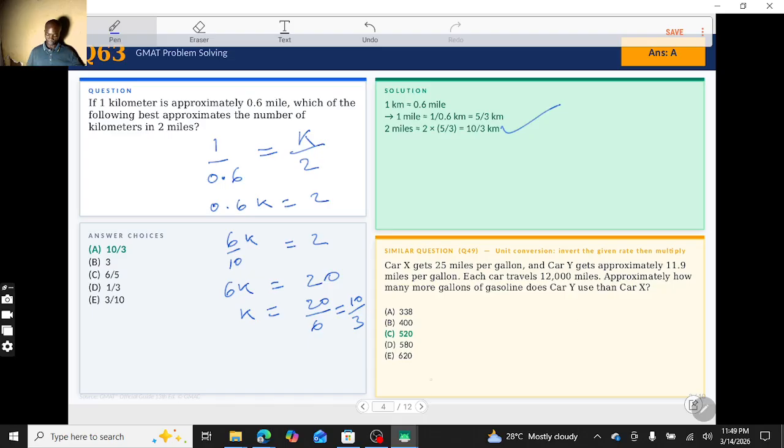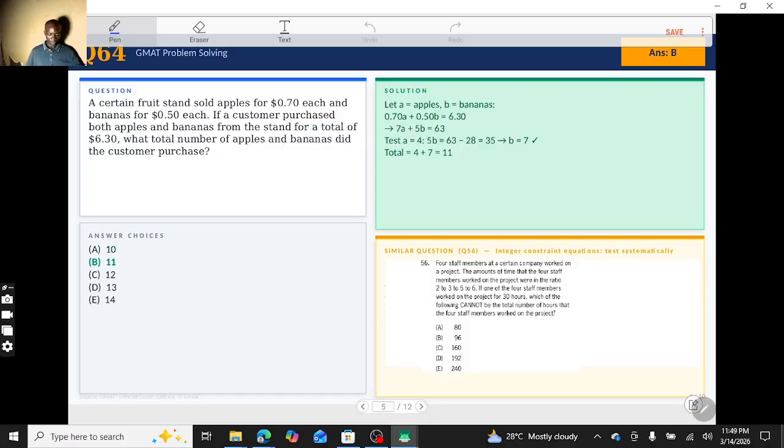And here is a similar question to attempt. We are looking for several combinations of values that can give us $6.3, and the only possible combination is 4 and 7. Yes, we are going to try these numbers. So the best thing is to start trying them. Set it up like this: 0.7 apple and 0.5 banana.